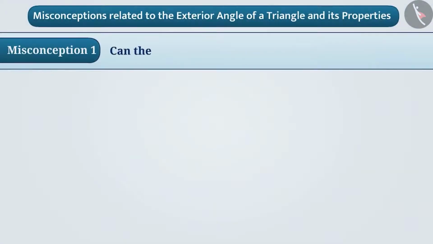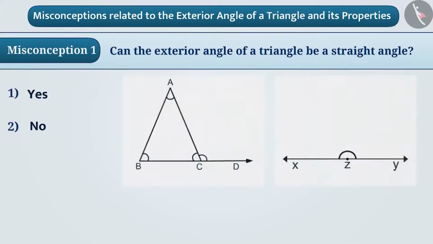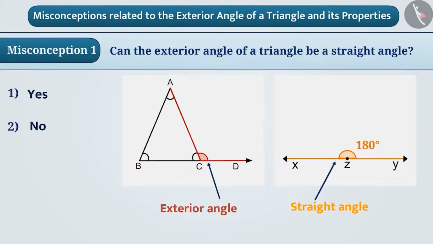Misconception 1. Can the exterior angle of a triangle be a straight angle? Some students get the wrong idea that the exterior angle of a triangle can also be a straight angle, that is an angle of 180 degrees. But this is a misunderstanding. The reason being, it is not possible to make a triangle where the exterior angle measures 180 degrees.